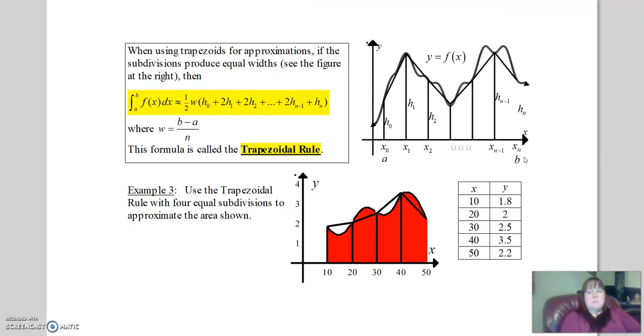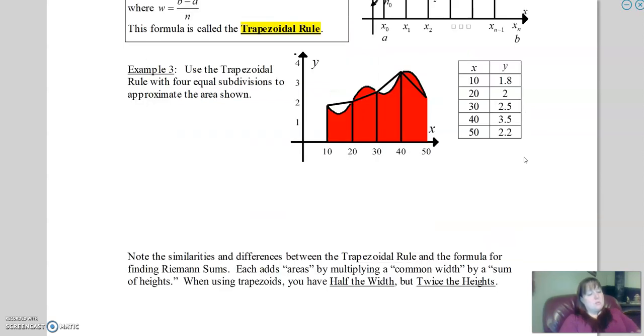So, here's the big fancy rule that you would write, where you do the height plus 2 times the second height. If you want to memorize that, you have at it. But all you have to do is remember the formula for the area of a trapezoid, and then you just find each trapezoid, right? You can memorize that yellow one in front of you that's highlighted if you'd like, but really all you have to do is remember how to find the area of a trapezoid. Okay, so let's use the trapezoidal rule for equal subdivisions to approximate the area shown.